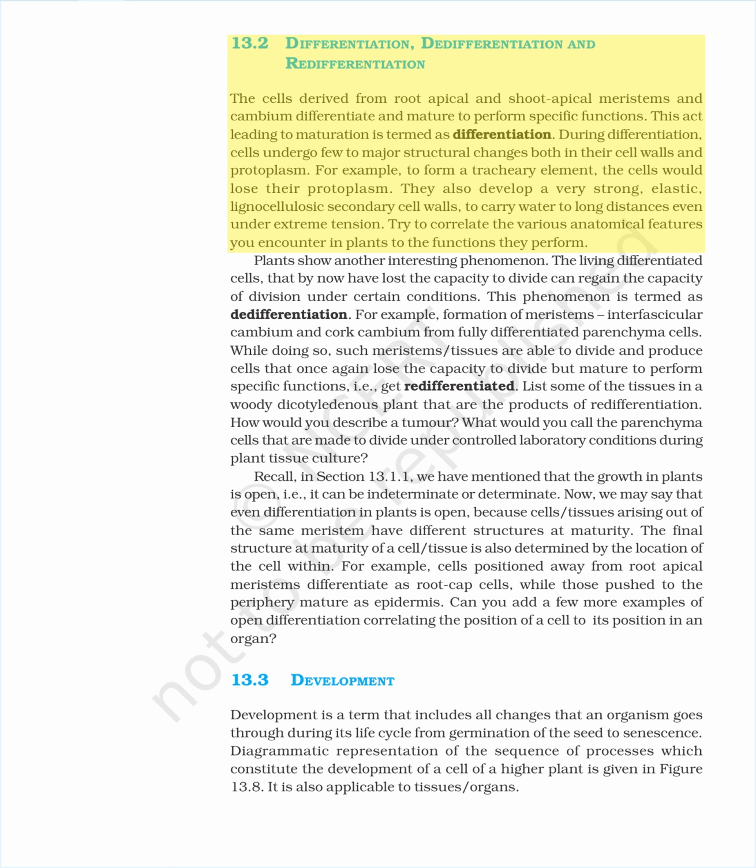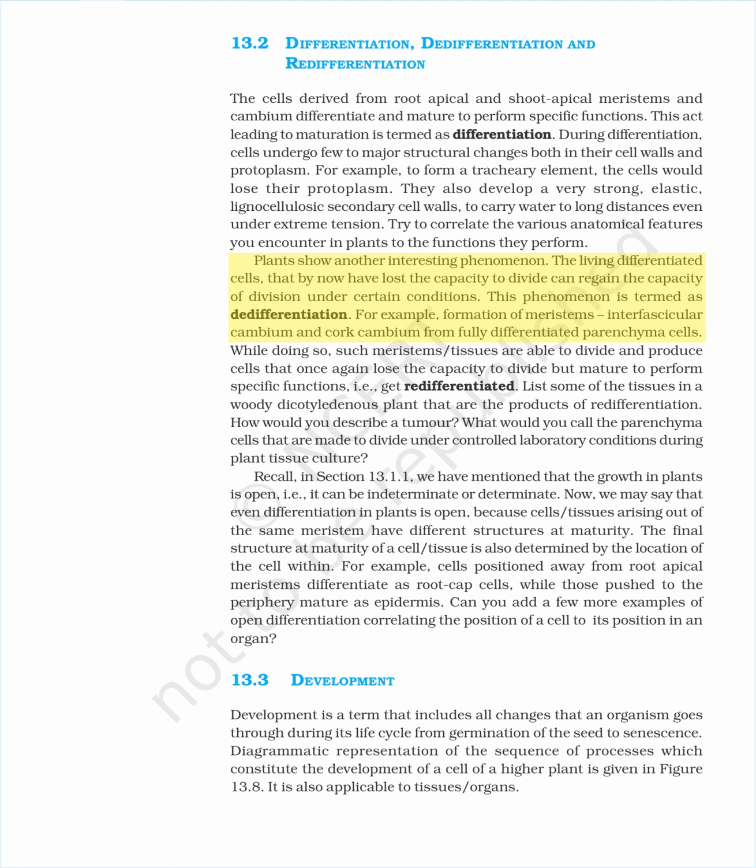For example, to form a tracheary element, the cells would lose their protoplasm. They also develop a very strong, elastic, lignocellulosic secondary cell wall, to carry water to long distances even under extreme tension. Try to correlate the various anatomical features you encounter in plants to the functions they perform.